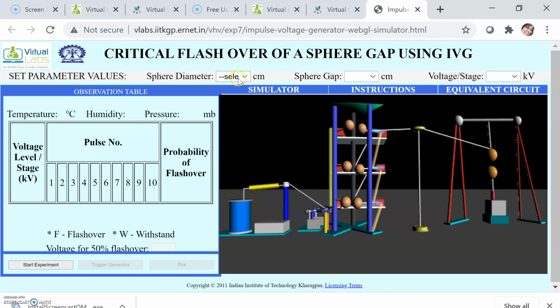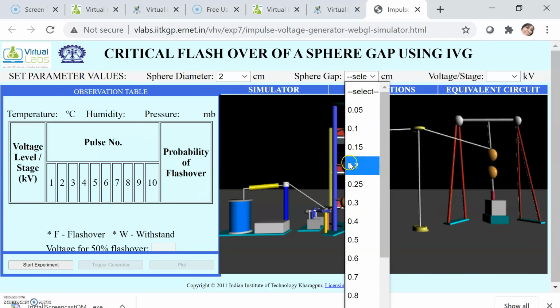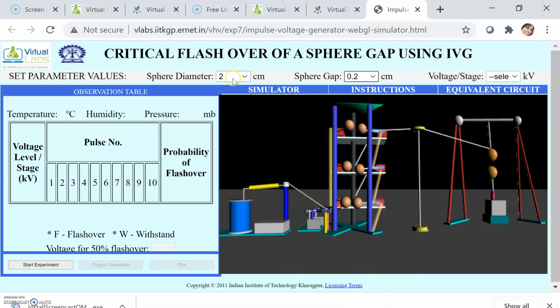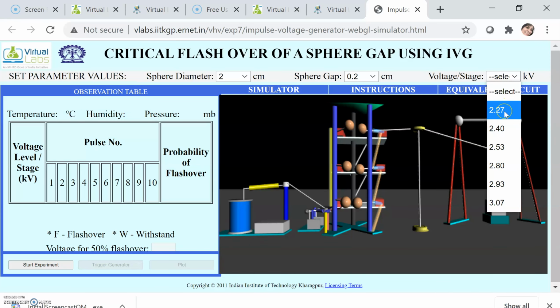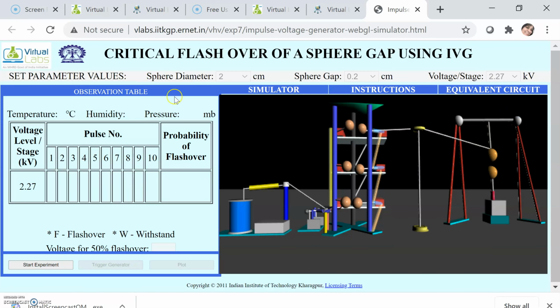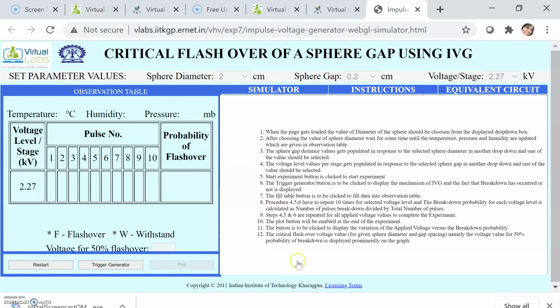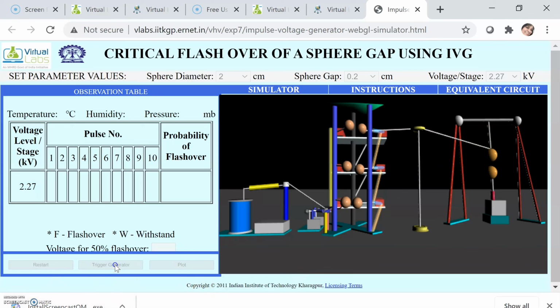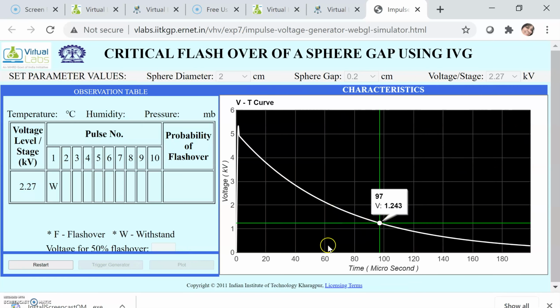So let us start. Select the diameter. Suppose we select a diameter of 2 centimeter, and the sphere gap distance we select 0.2 only. So you can remember these figures, 2 and 0.2. Now we will keep varying the voltage and see at what voltage the spark takes place. Suppose the initial voltage is 2.27. So set the parameters here, then start the experiment. Now trigger the generator. Trigger generator means the impulse voltage will start. Now observe, it's operating.